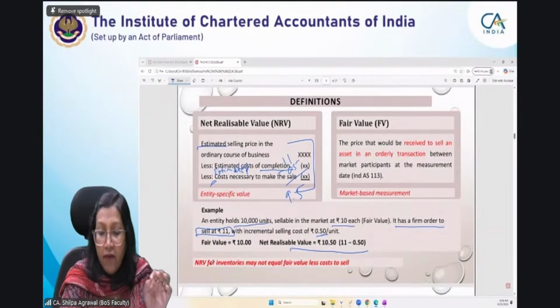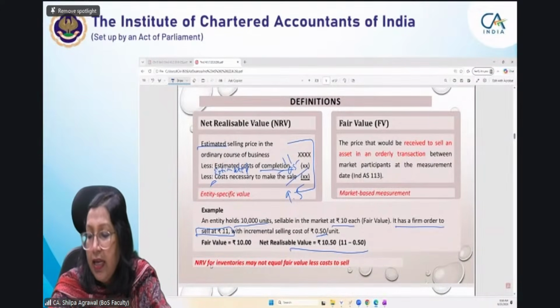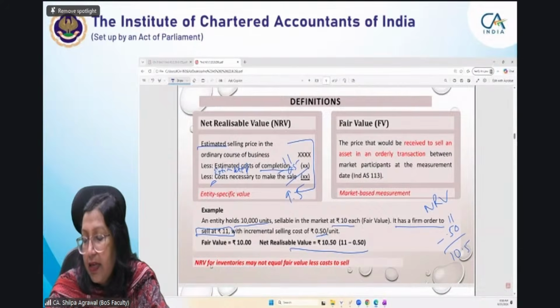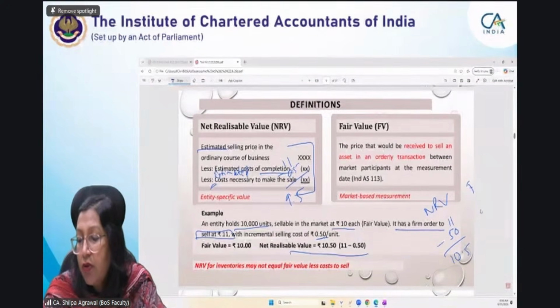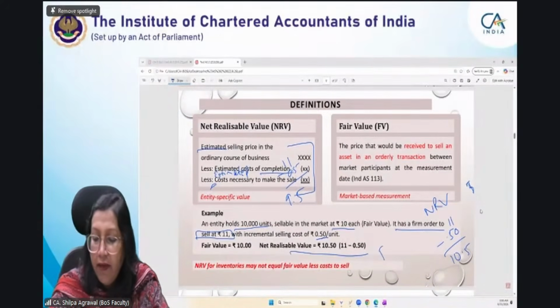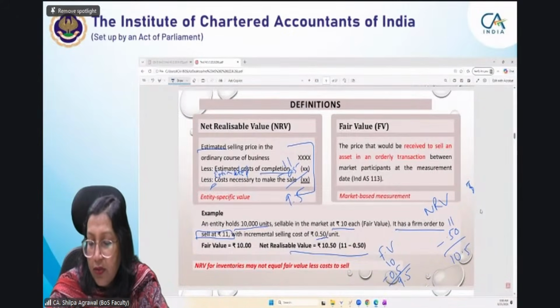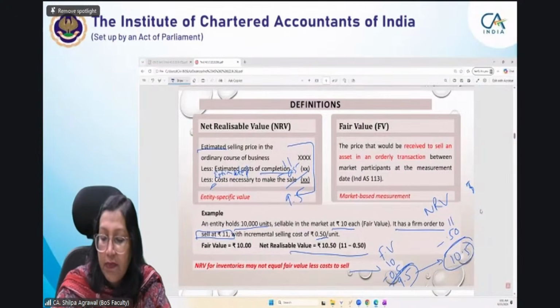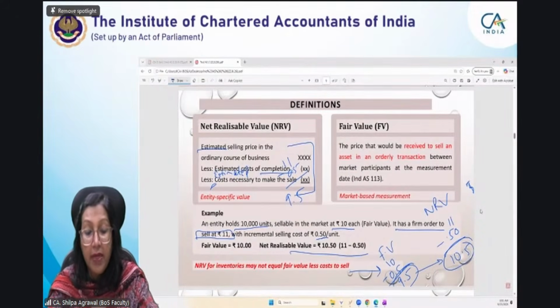So here, for NRV, 11 rupees minus 0.5 selling cost, we get 10.5 as NRV. However, for fair value less cost to sell, fair value is 10, and then we reduce 0.5, we get 9.5. So 9.5 and 10.5 are different. That's what the statement means: NRV for inventories may not equal fair value less cost to sell.